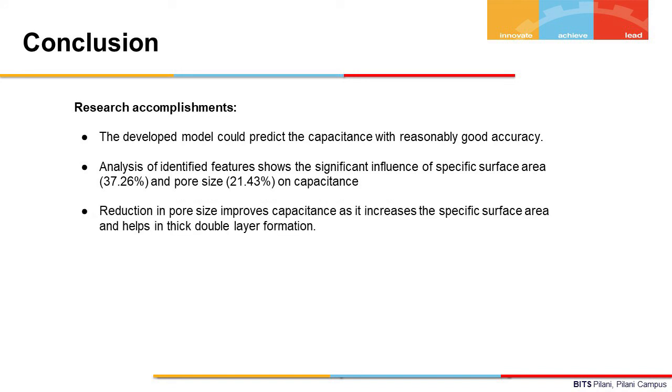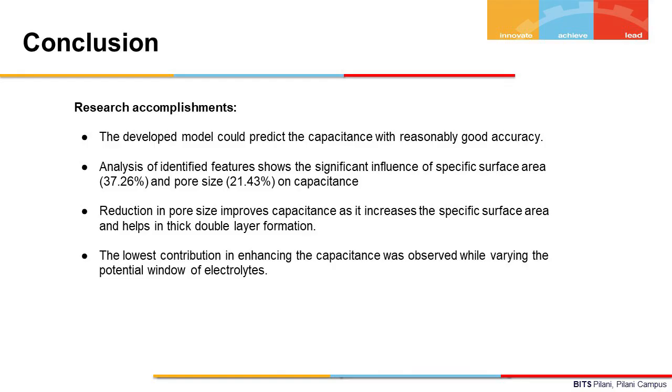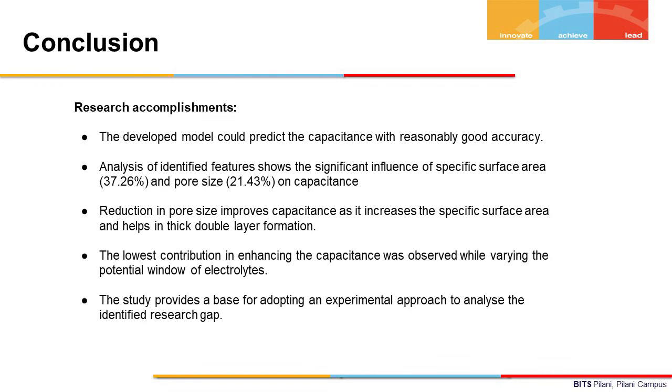The study also highlights that reduction in pore size improves capacitance as it increases the specific surface area and helps in thick double layer formation. The lowest contribution in enhancing the capacitance was observed while varying the potential window of the electrolyte. The study provides a base for adopting an experimental approach to analyze the identified research gap.